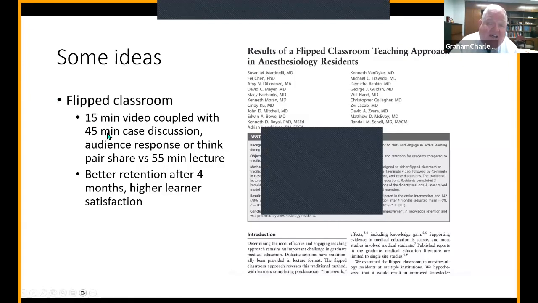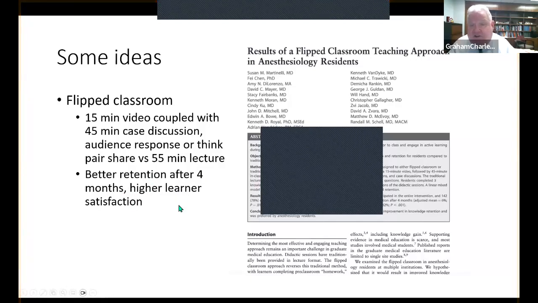Then in the classroom, they worked through cases with audience response or with think, pair, share. And then they tested knowledge retention 4 months later, and they also looked at learner satisfaction. The residents liked it better because it was interactive. It wasn't just sitting in a lecture after I'd been on call or whatever.